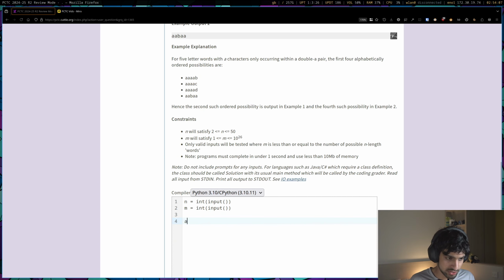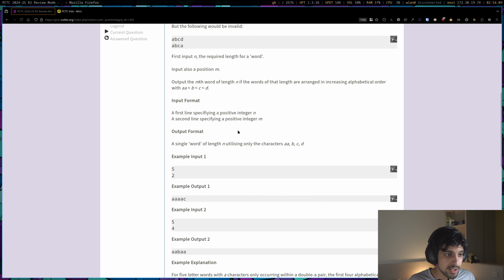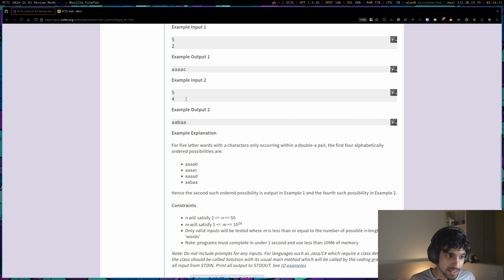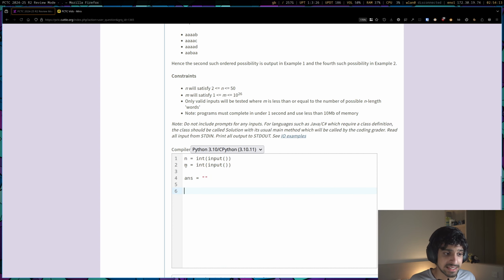Now let's have the answer string just called answer or ans. And remember, the goal is always to get to m. We get to m by building up our answer string until it's complete. When's our answer string complete? It's complete when the len of the answer string is equal to n, which is the input that tells us how long our answer has to be.